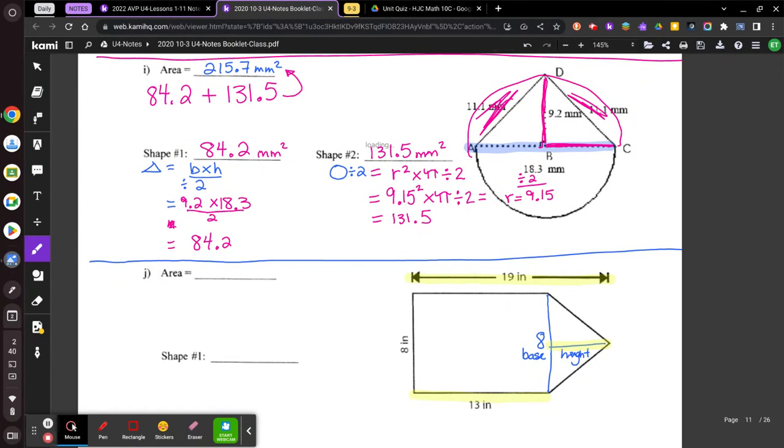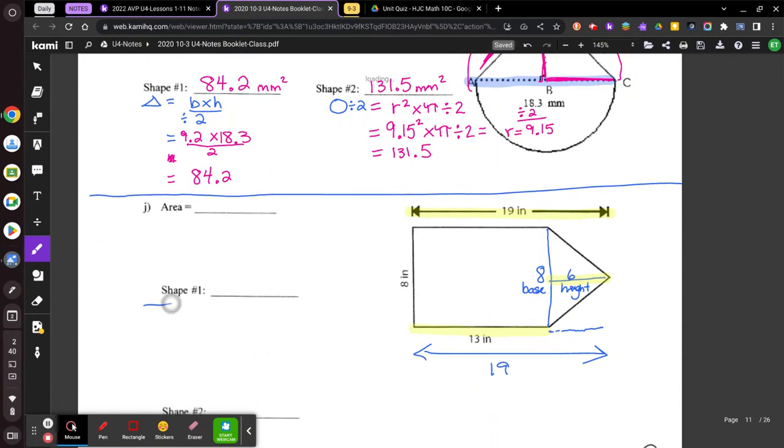13 plus the height have to equal 19. So 13 plus the height right here equals the full length of 19. So 13 plus what gives us 19? 6. So that means our height is 6. So shape 1 is going to be a rectangle, and it's going to be length times width. We are going to go 8 times 13, and that's going to give us 104.